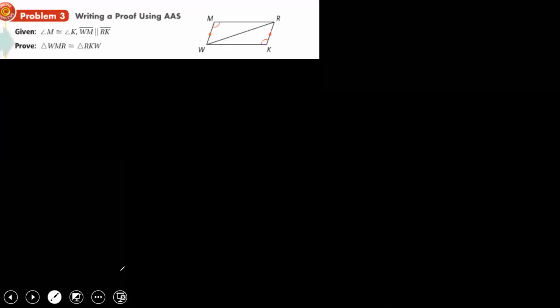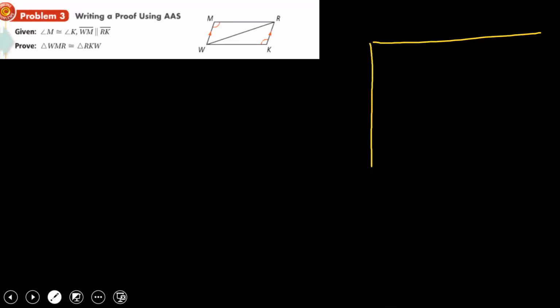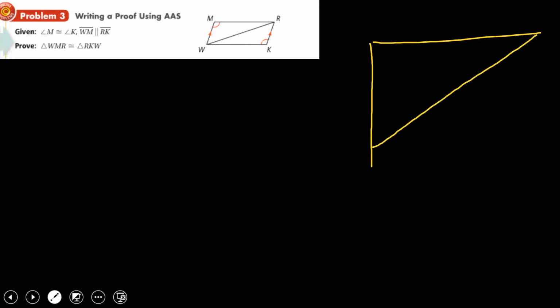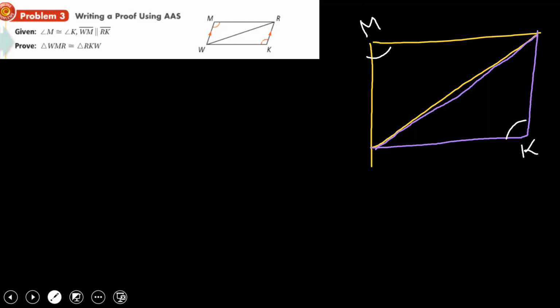Let's now solve problem 3. In this problem, I want you to write a proof using AAS. Look at this one here. In this question, you have these two triangles, and he told me that this is an angle M, this is an angle Q, this will be an angle W, and this is an angle R.